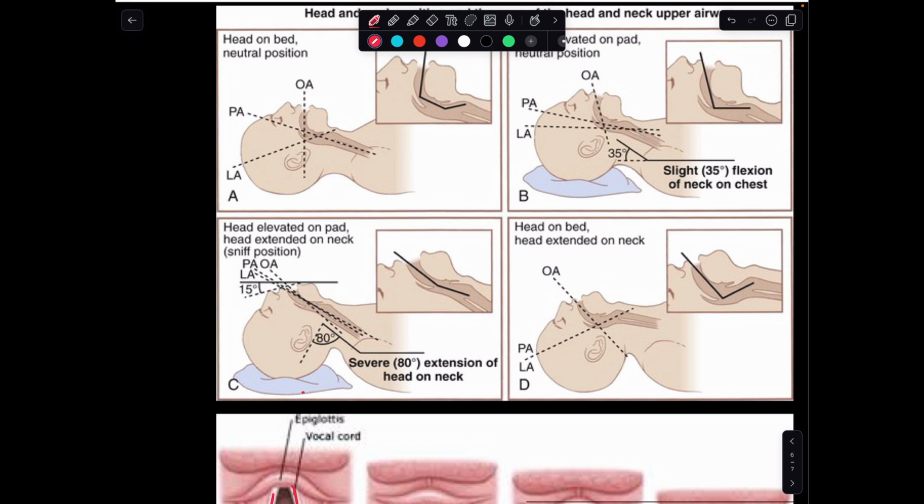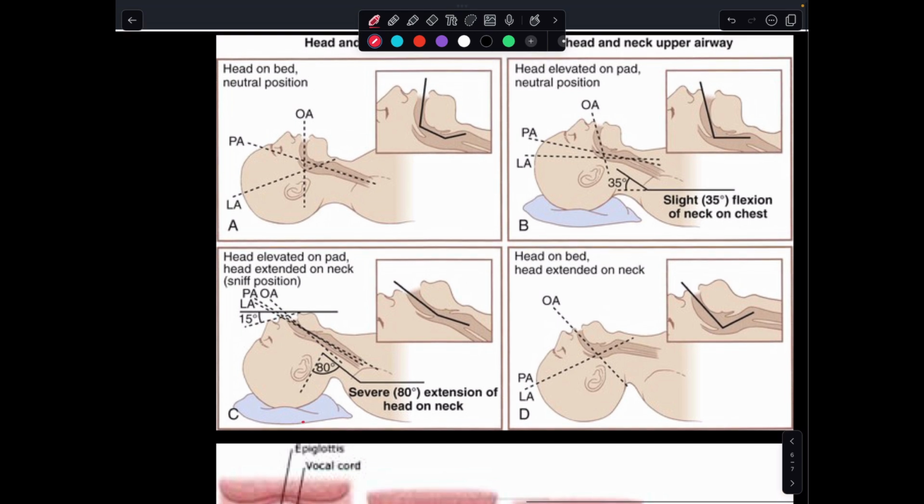So what that means is when you're trying to visualize the glottic structures, you need to look through the mouth. So that's going to be the oral axis. You then need to look through the pharynx. So that's going to be the pharyngeal axis. And then you need to ideally be able to look down or through the larynx. So that's the laryngeal axis. And to do that, you need to get all of these axes in alignment with each other to be able to visualize it, because you see in a straight line.